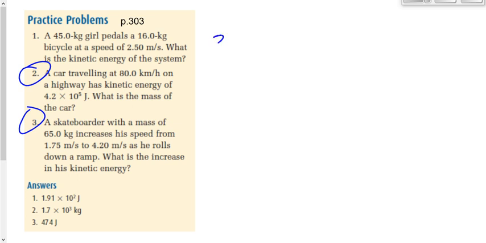Let's write down some givens for this. We're going to say that the speed is 80 kilometers per hour. We're going to draw attention to the fact that it's kilometers per hour because we know we're going to want to convert that to meters per second. We'll deal with that in a minute, though. The kinetic energy is 4.2 times 10 to the 5 joules, and we're looking for the mass.